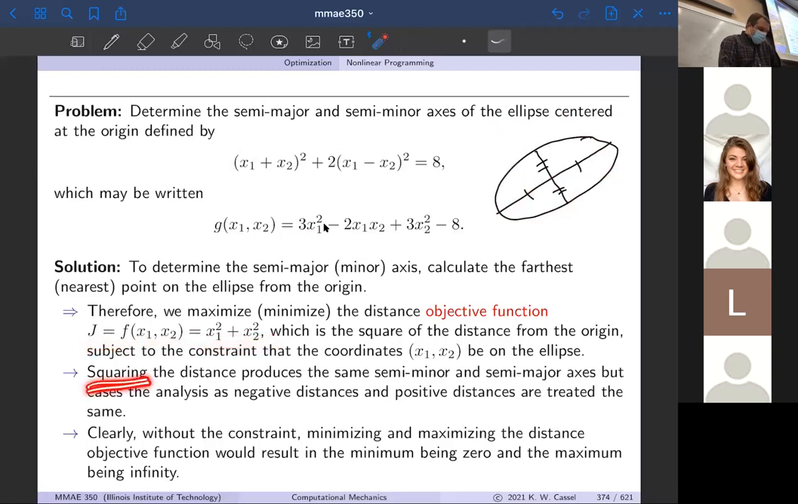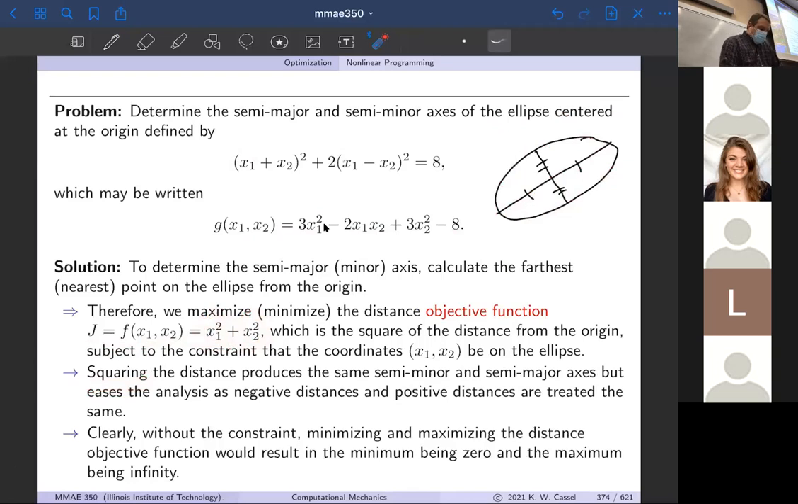Again, squaring is still going to give me the same result. The nice thing about squaring them is now negatives don't matter. I don't have to worry about square roots, don't have to worry about negatives. Negatives and positives will be treated the same way.